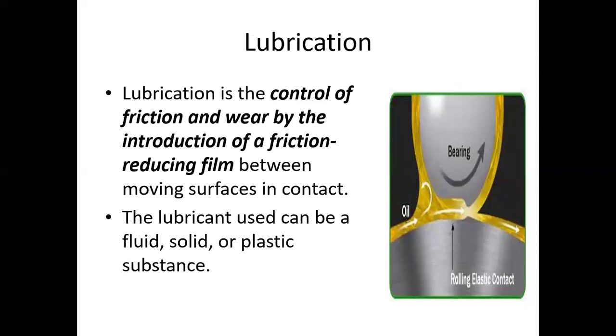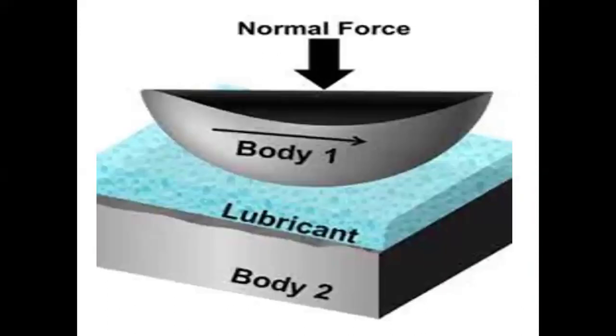Now, let's talk about lubrication. Lubrication is the control of friction and wear by the introduction of a friction-reducing film between moving surfaces in contact. As you can see from this image, we have two surfaces in relative motion with one another, and there is this yellow substance we call our friction-reducing film, or commonly, our lubricants. The lubricant used can be a fluid, liquid or gas, solid, or plastic substance.